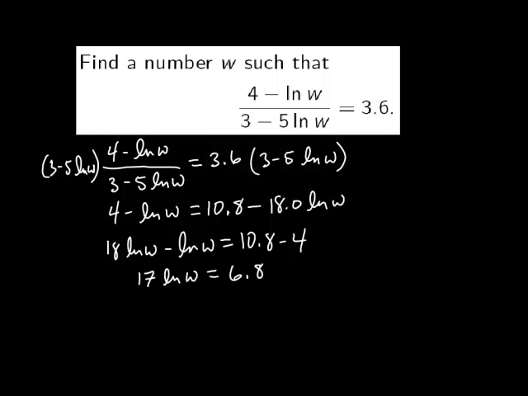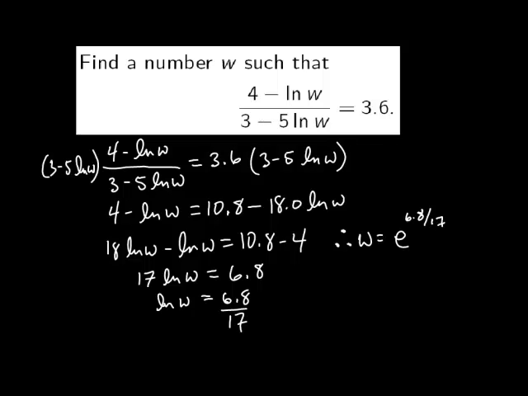And now I need to get ln w by itself so I can use the definition of logarithms to solve for w. So I get ln of w equals 6.8 over 17. I'm going to leave that alone for a second and use my definition of logarithms to get that w. So therefore w equals e raised to the 6.8 over 17.